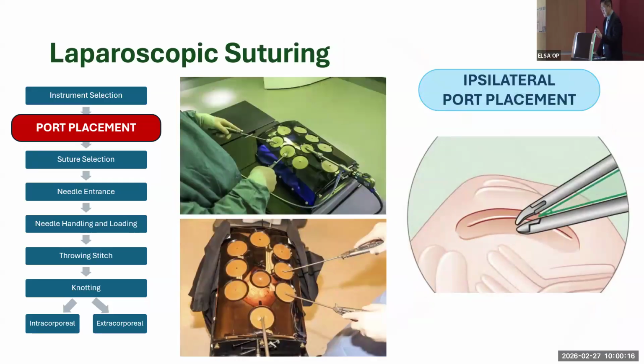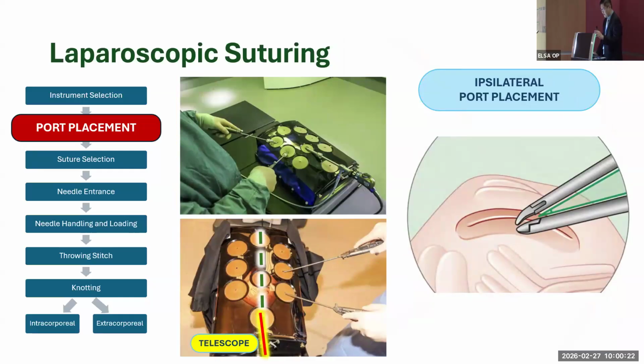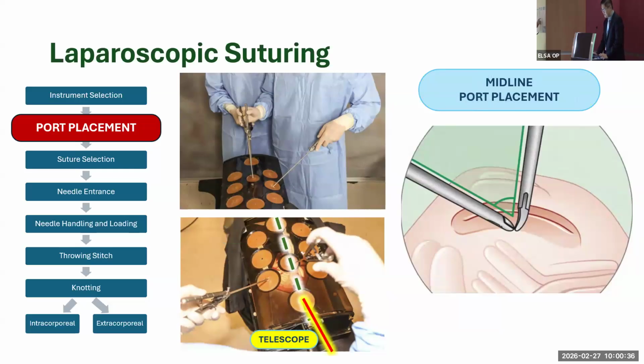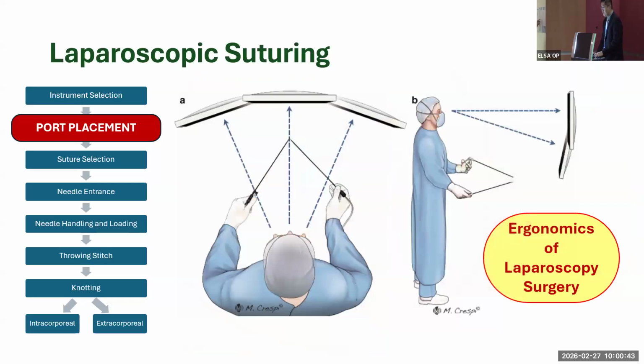Next, we can also do ipsilateral port placement for laparoscopic suturing. This is the midline, this is the telescope, and this is where your instrument ports are going to be put. Next is midline port placement, where one of the instrument ports will go through the midline. Let's go through. This is the midline, this is the telescope, and you can see one of the instruments is being put through the midline. So don't forget about the ergonomics as well.